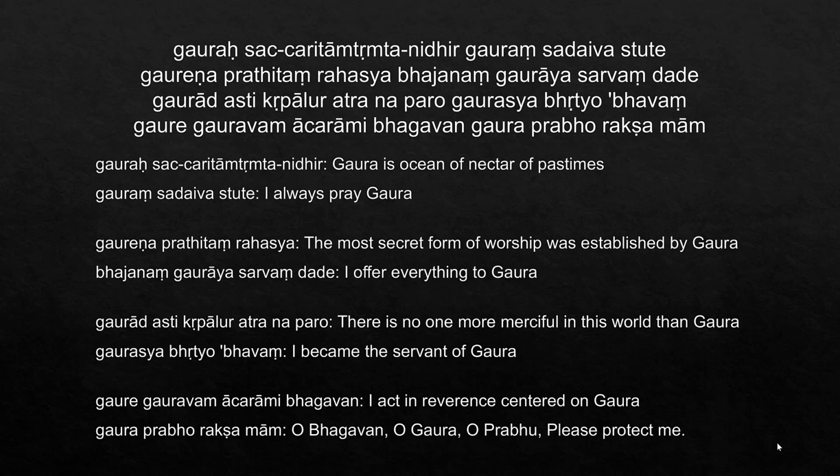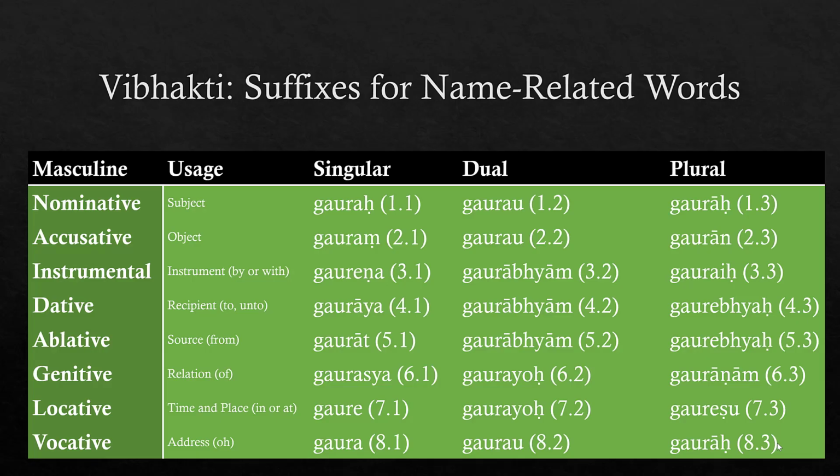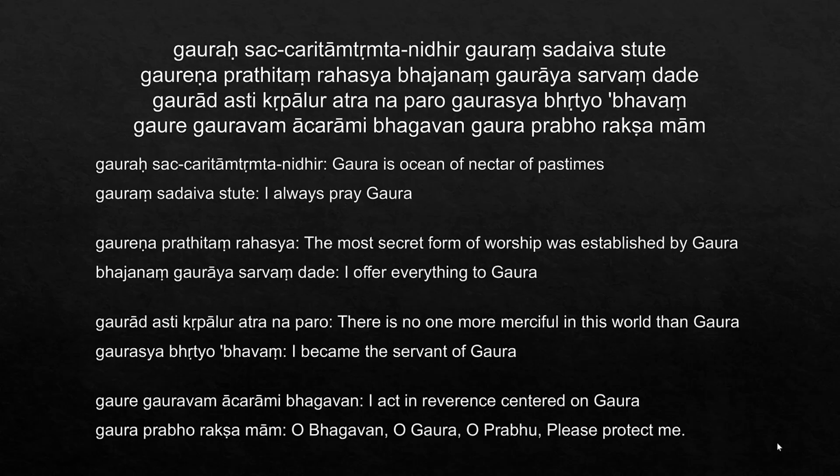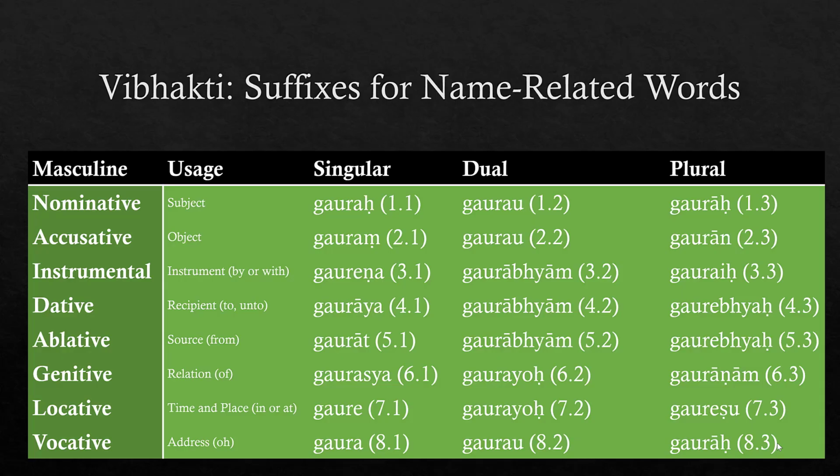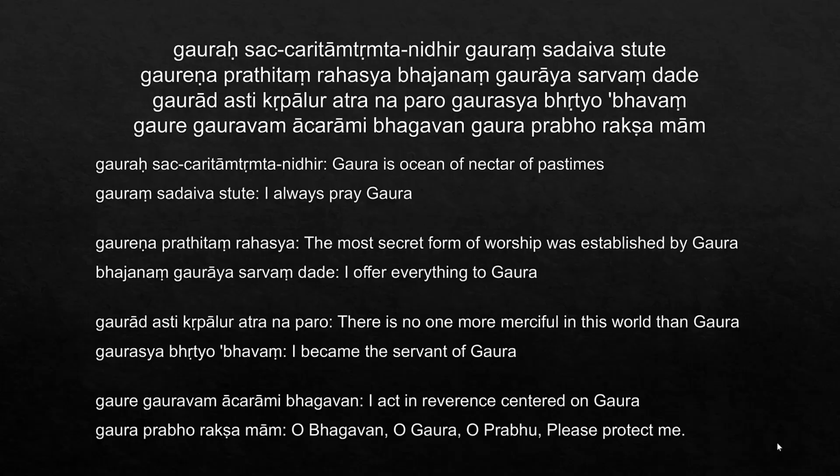That is why we use the first line, Gauraha, or 1.1, because there's only one Gaura. 1.1 means the first line or the first type, nominative, and the second one means it's singular. Next one: Gauram sadaiva stute. I always pray to Gaura. So Gaura is an object now instead of being a subject, and that is why we have to use the second line. That is why it says in Sanskrit Gauram.